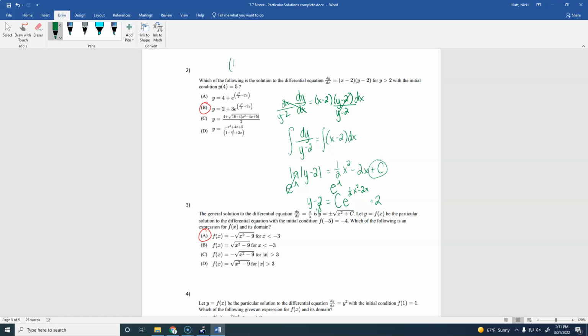So our equation is y equals CE to the 1/2 x squared minus 2x plus 2. We know our initial condition is 4, 5. So we're going to plug in 5 for our y and 4 for our x. So 5 equals CE to the, this is going to be 1/2 of 16, which is 8, minus 8, which is going to give us a 0. What is e to the 0? Just 1. So C just ends up being 5.